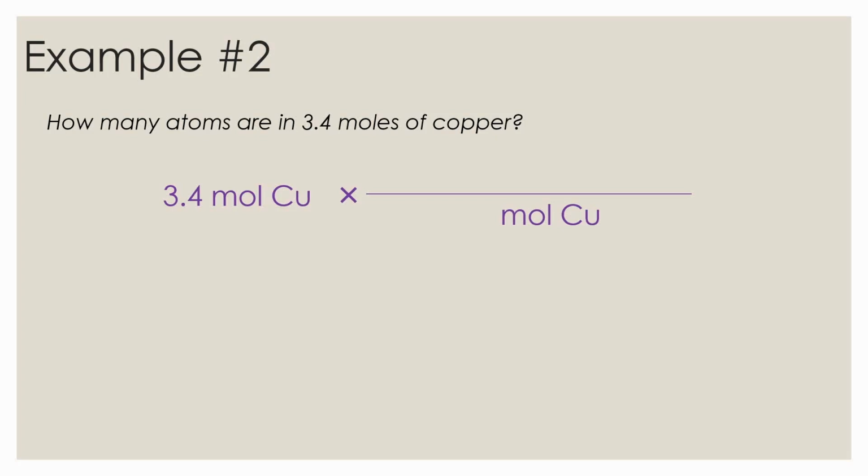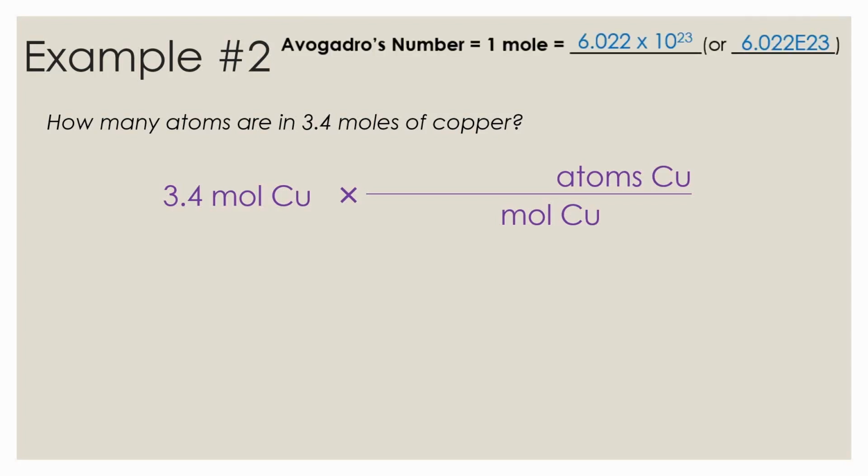Now, when moles are on the bottom of a fraction, we will eventually have lots of different options for what to put on top. For right now, the only thing we actually know about moles is how to go back and forth with atoms, so let's go ahead and put atoms on top. Because again, this relationship we just learned says that 1 mole of anything, copper, 1 mole of copper is equal to 6.022 times 10 to the 23rd individual things. So in this case, atoms of copper.